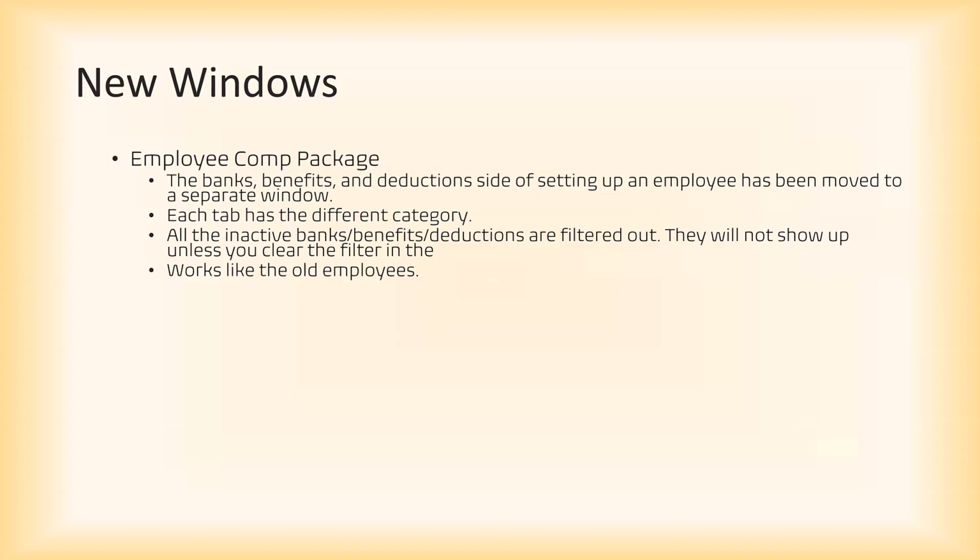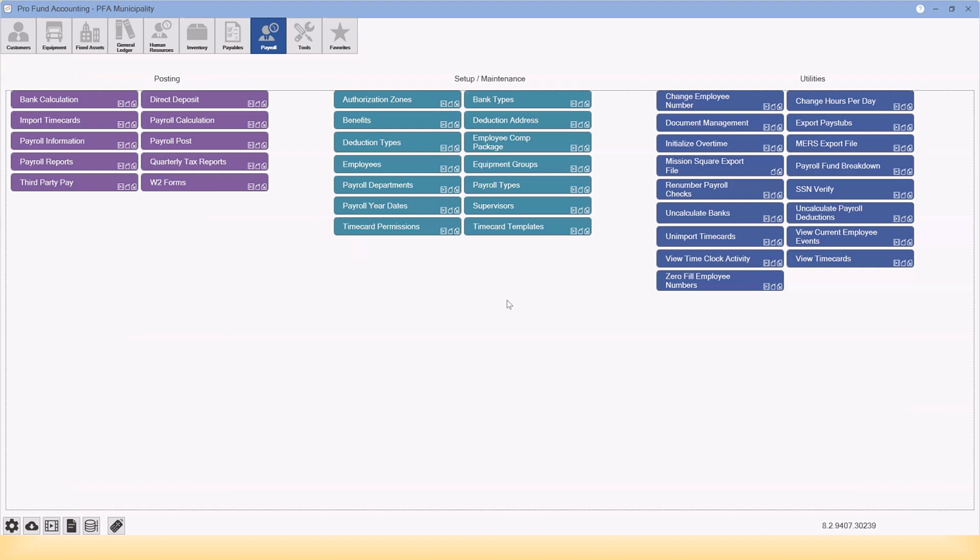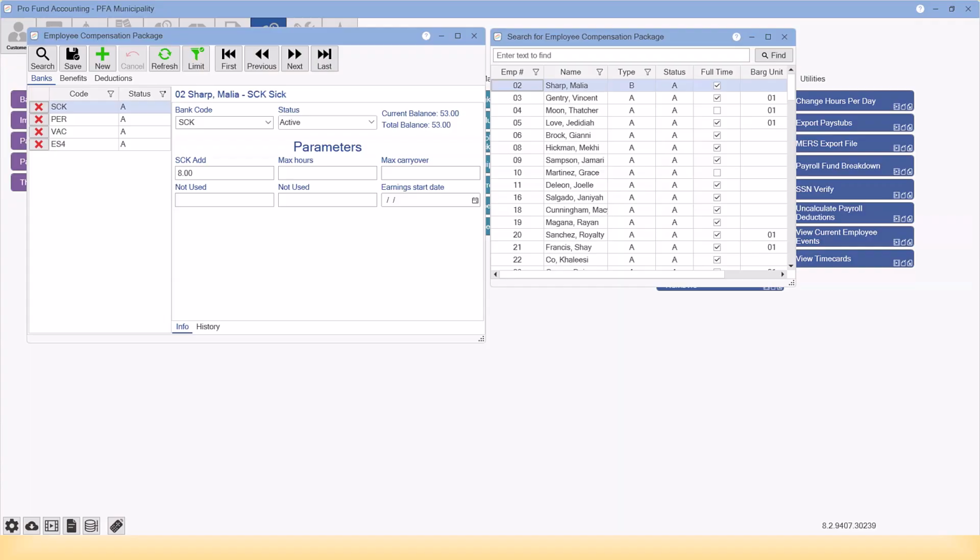you fill out all the parameters and then click save. Now banks and deductions have a history tab. Like before, you had a button to see the history. Now it's just a tab where you can view the history. For the bank's history, we allow you to add and delete a manual bank adjustment. So I'm going to go ahead and show that off under setup maintenance of payroll, employee compensation package.